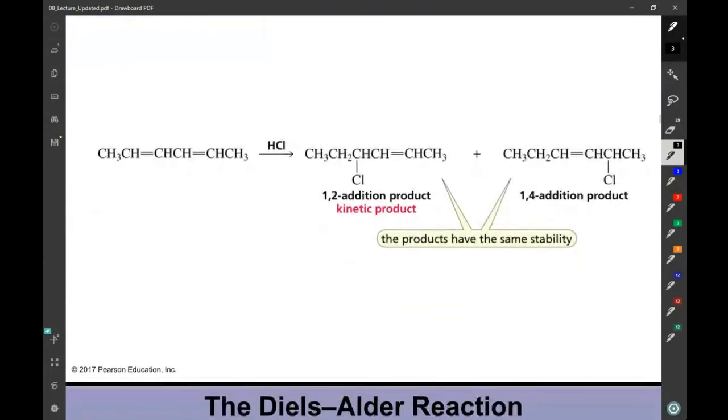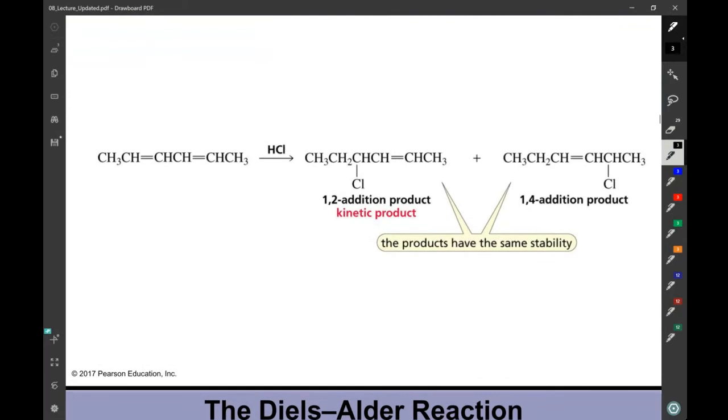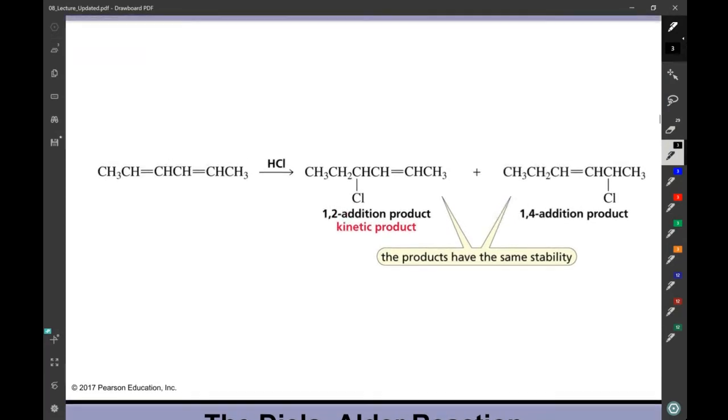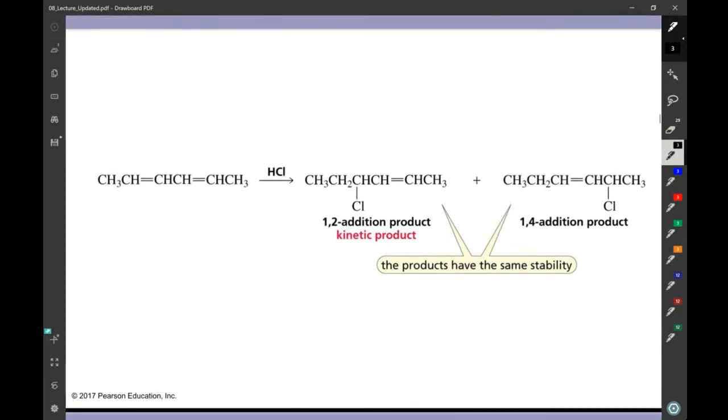This is another case study. In this particular case study, the kinetic product and the thermodynamic product basically have the same stability. And how do I know that?